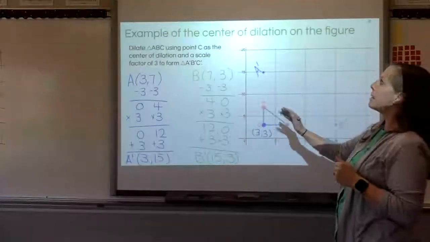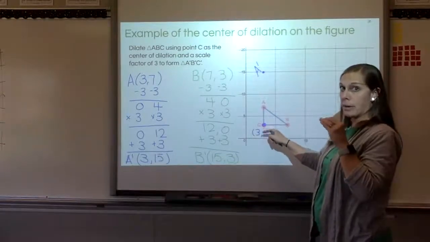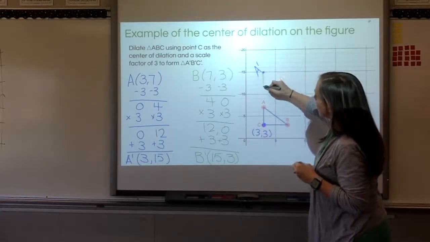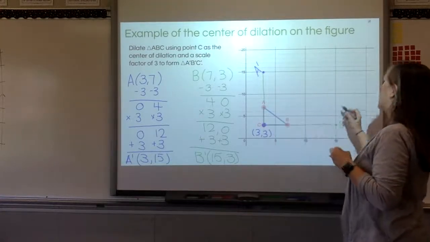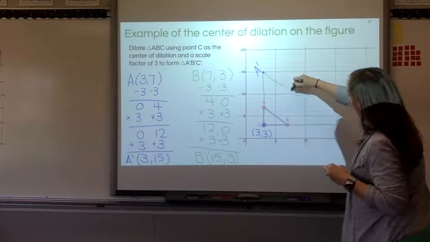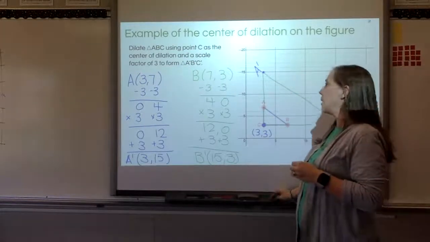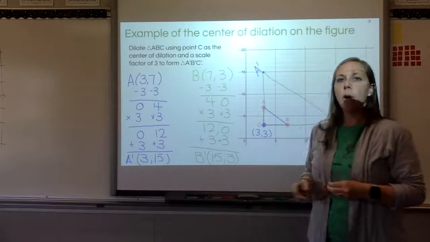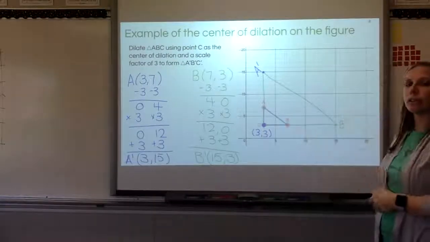So again, when I dilate this with a point on the figure, the point I'm dilating stays exactly where it is. So then A prime is up here, B prime comes out here, and then I finish up my triangle. I have created a dilated figure using point C as my center of dilation and a scale factor of 3.